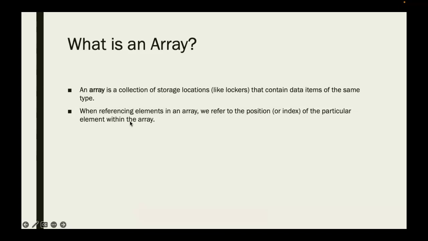So what is an array? An array is a collection of storage locations, think of them like lockers, that contain data types or items of the same data type. When referencing elements in an array, we refer to the position or index of the particular element within the array.